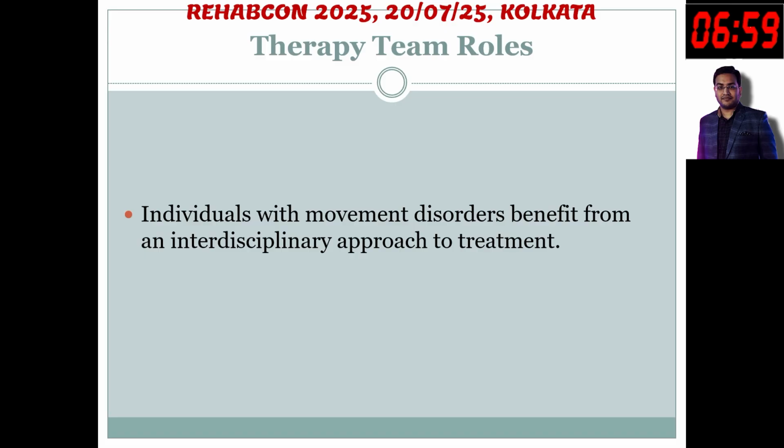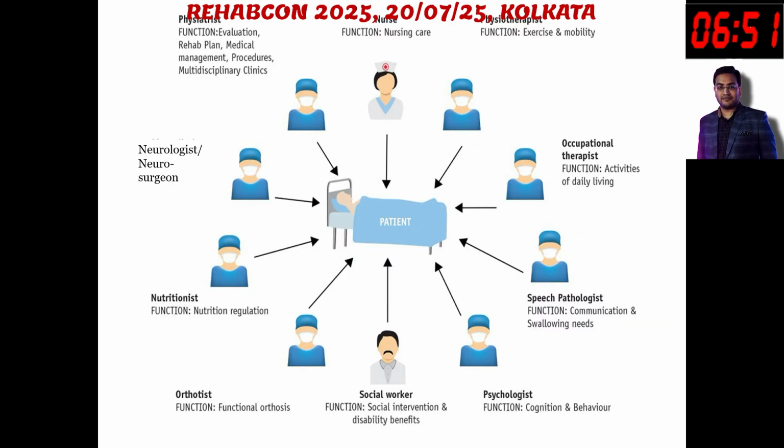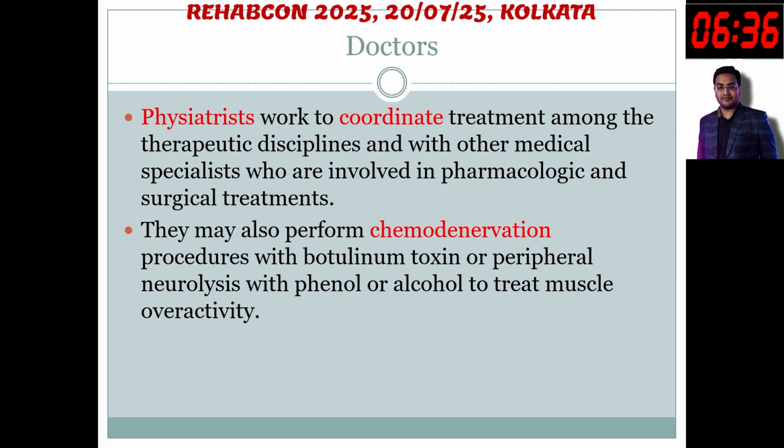Therapy team roles. Movement disorders patients benefit from an interdisciplinary approach to treatment. Rehab is always an interdisciplinary field involving the physiatrists, a neurologist or a neurosurgeon or other medical specialties as required, a nutritionist, orthotists, social workers, psychologists, speech pathologists, physiotherapists, occupational therapists, and rehab nurses. Among the team are the doctors, the physiatrists who coordinate with other medical specialties who are involved in the pharmacological and the surgical treatments. And we may also perform chemodenervation as required.